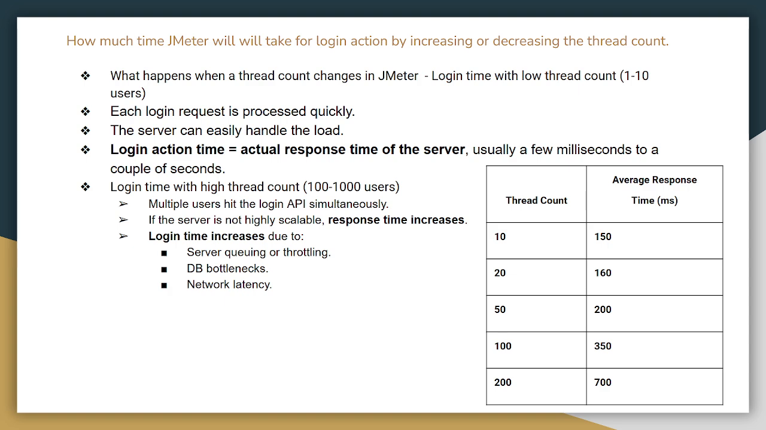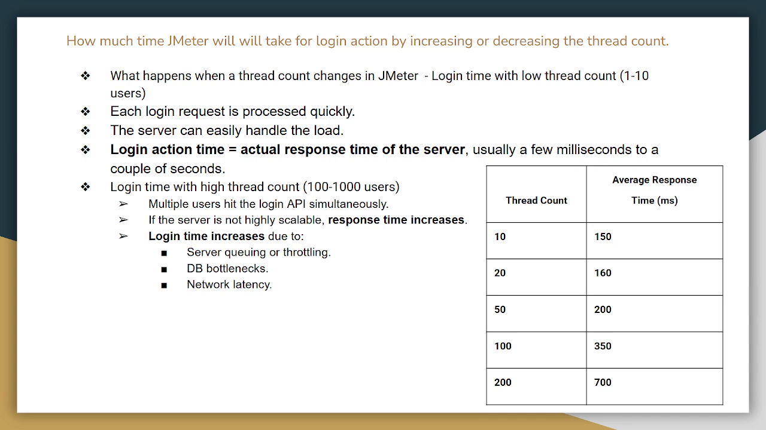So the answer is, the time JMeter takes for a login action depends on multiple factors, especially when increasing or decreasing the thread count. Normally, the login time with a low thread count, for example 1 to 10 users, is quick, because the number of threads is small and the server can handle the load efficiently. The login action time will be equal to the actual response time of the server, usually a few milliseconds or a couple of seconds.